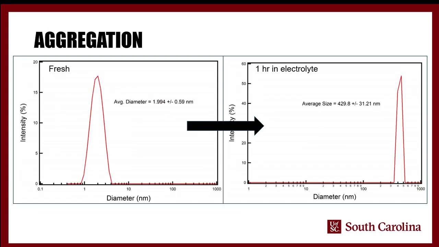And so we also could see the aggregation. This is the dynamic light scattering I talked about. So this is the freshly prepared gold nanoparticle solution. You can see the average diameter is 2 nanometers plus or minus about 0.5, 0.6 nanometers. Very tight distribution. On the other hand, when I added the gold nanoparticles to the electrolyte that I used, which is 10 molar tripropylamine and 25 millimolar tetrabutyl ammonium hexafluorophosphate, after an hour in that electrolyte, the size changed dramatically, literally 2 orders of magnitude, to about 430 nanometers plus or minus 30 nanometers.